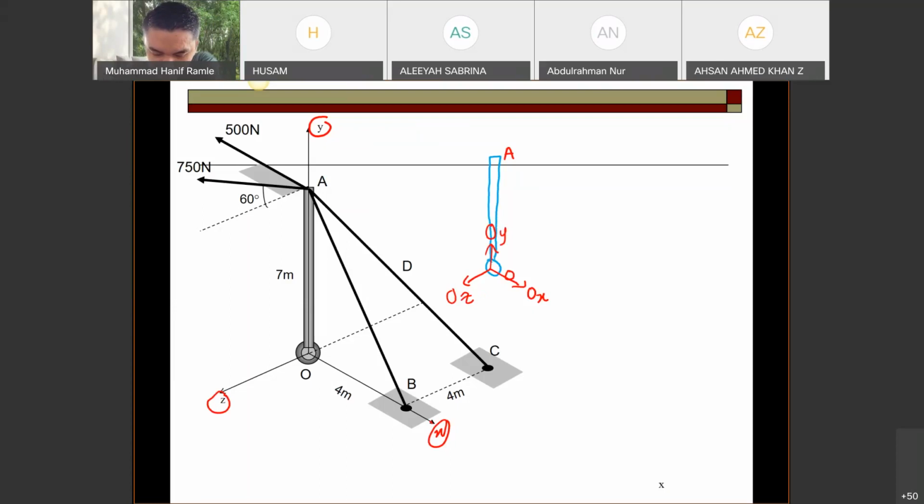So this is the reaction. And then this is the cable attached along the X axis from E to B. Let me draw it like this. This is TAB. Another one is like this.